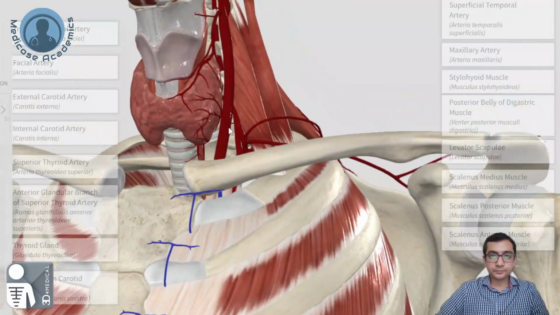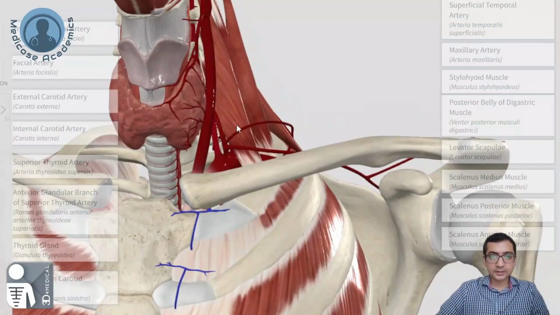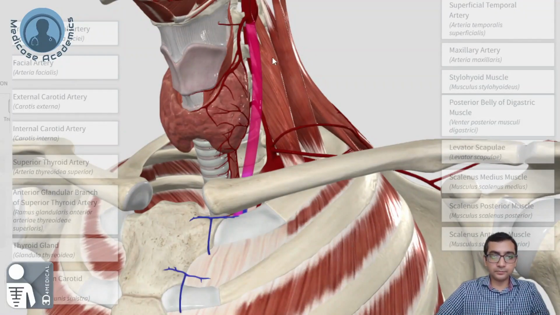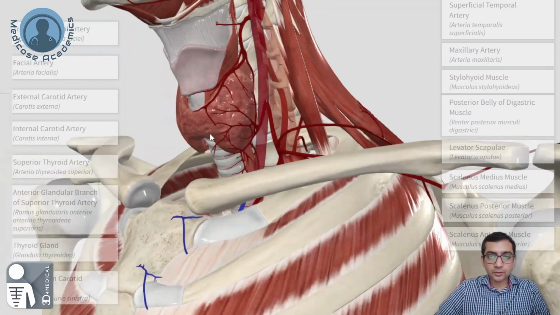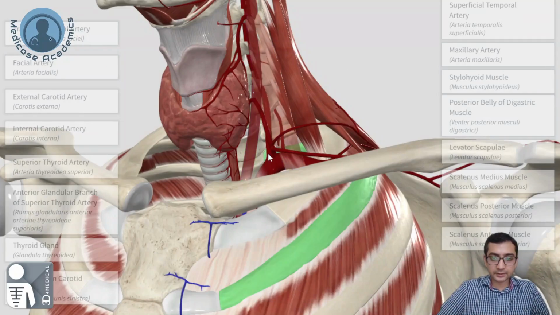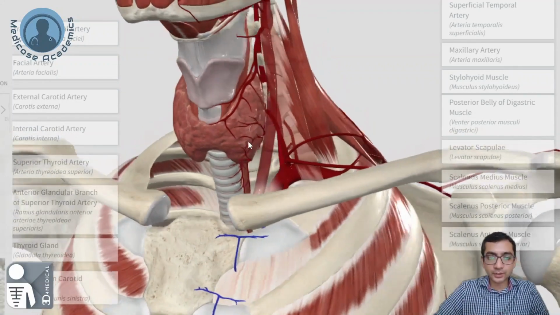Let's back out a little and look at the ascending branch. This is the vertebral artery. It's a little difficult to see with the muscles on. I think it would be better visible here. This is the vertebral artery, so it is going here.